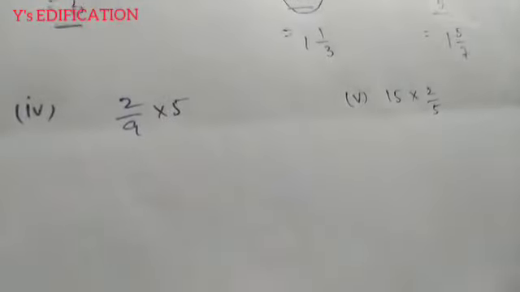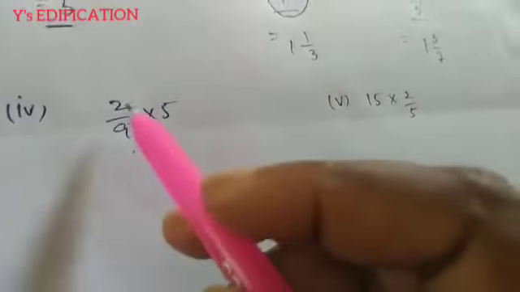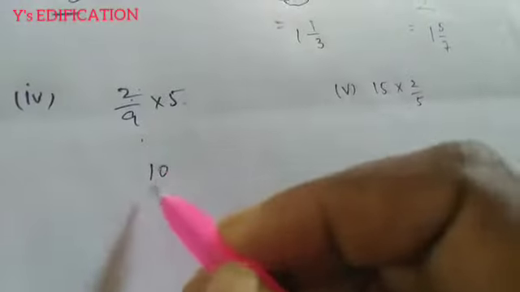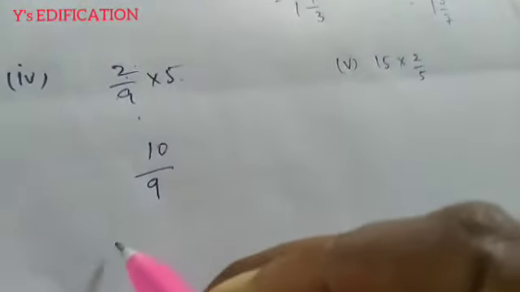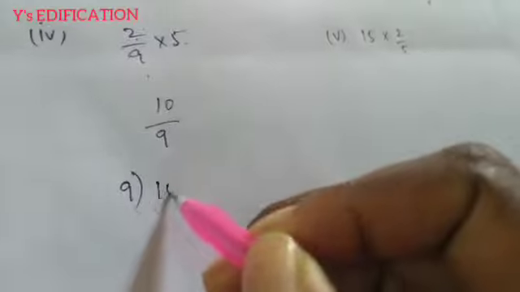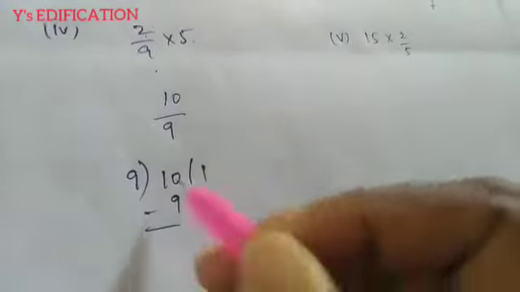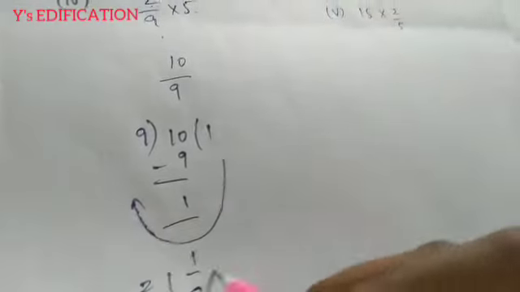Okay. Next one. 2 by 9 into 5. 2 into 5 is 10 by 9. So convert this into a mixed fraction. 9 into 1, 9. So 10 minus 9 is 1. We can write it as 1 by 9. Okay, 1 by 9.